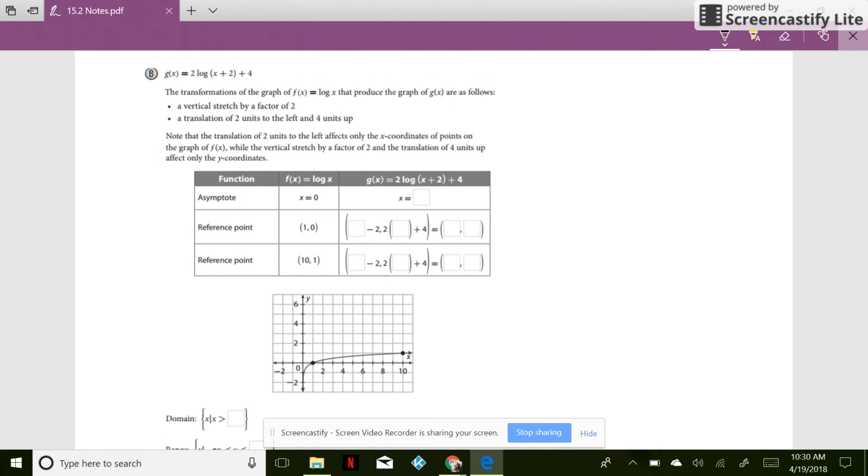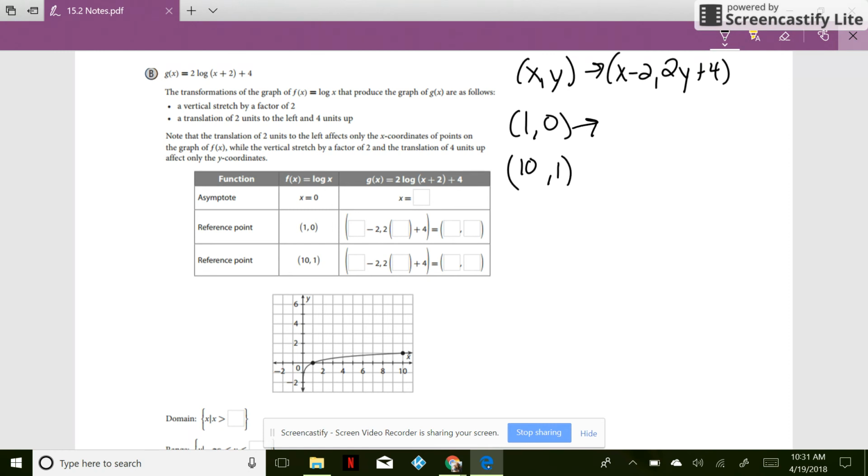So here, when we look at this one, we want to think how our x and y coordinates are changing. Our x values, we're going to do the opposite. We're going to subtract 2. Y values will need to get multiplied by 2 and then add 4. So reference points are at 1, 0, and then our base, comma 1. Notice here it just says 2 log x plus 2, so we've got an understood base of 10. So our other coordinate would be at 10, 1. So 1 minus 2 is -1, and then 0 plus 4 would be 4. 10 minus 2 is 8, and then 2 plus 4 is 6.